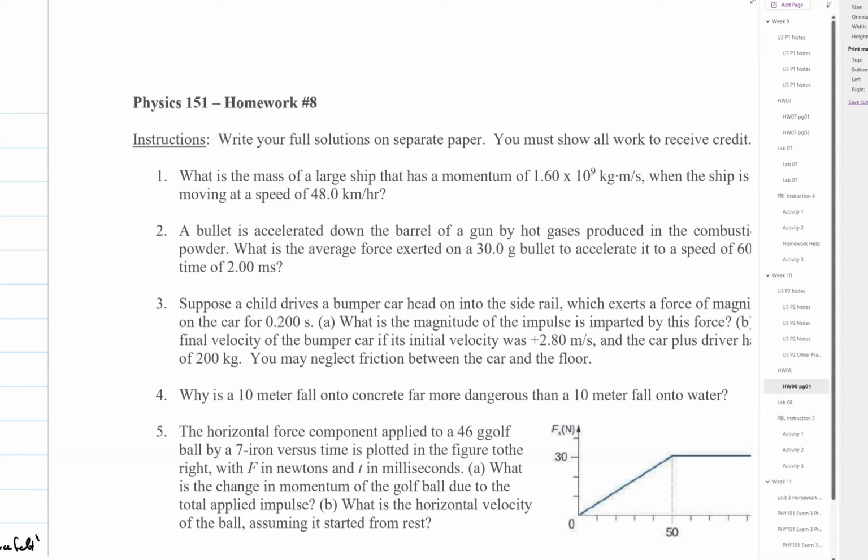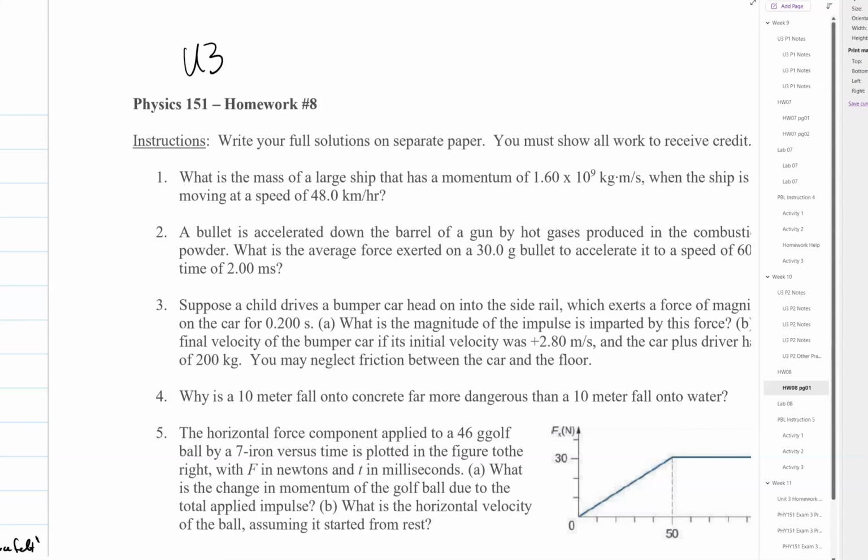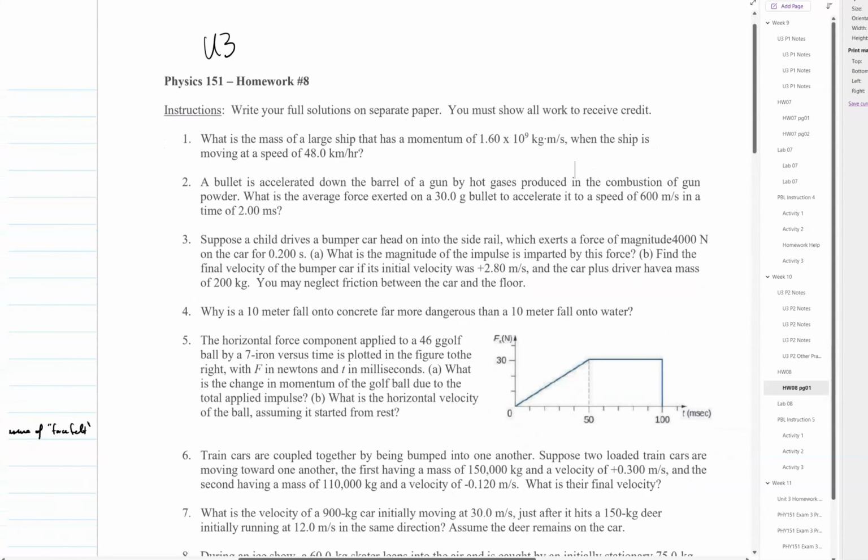Okay, in this video I'm going to talk a little bit about homework number 8 for our physics class. This is in unit number 3. I think a lot of the questions are pretty straightforward and we're just going to be using formulas from our formula sheet, but in the event that there's something a little bit more complicated, I'll jump over to my sample solutions and let you take a look at that.